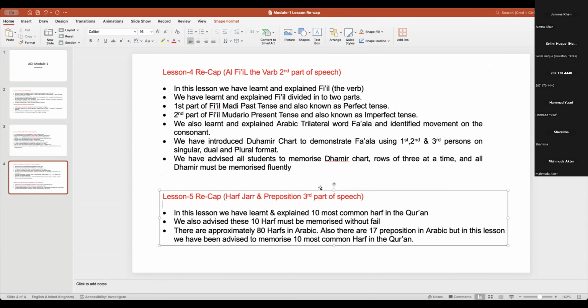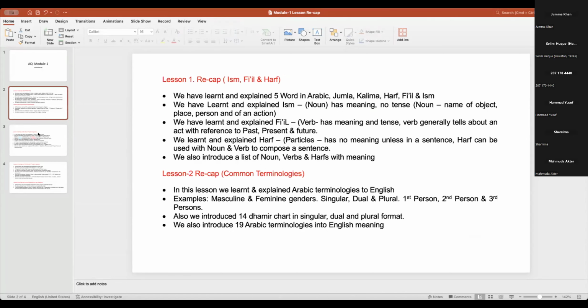And finally, lesson 5 recap, harf jar or preposition, the third part of speech. In these lessons, we have learned and explained the 10 most common harf in the Quran. We also advised these 10 harf must be memorized without fail. There are approximately 80 harfs in Arabic. Also, there are 17 prepositions in Arabic, but in these lessons, we have been advised to memorize the 10 most common. So this was the recap from lesson 1 to 5.